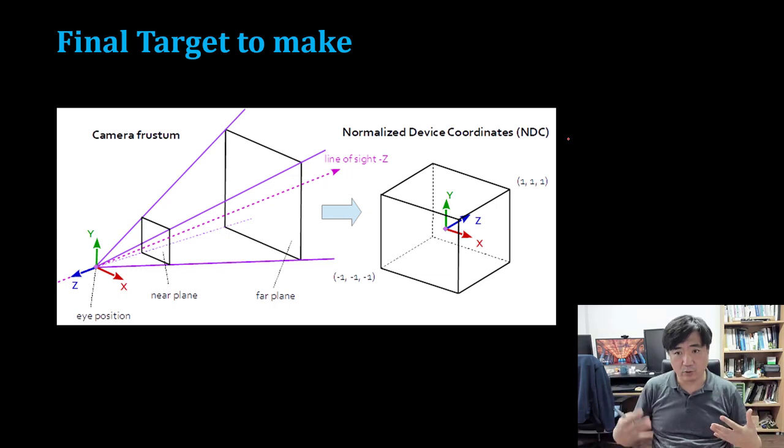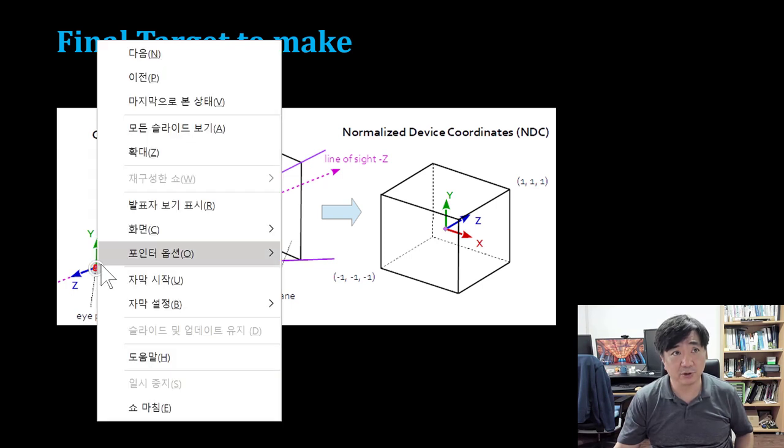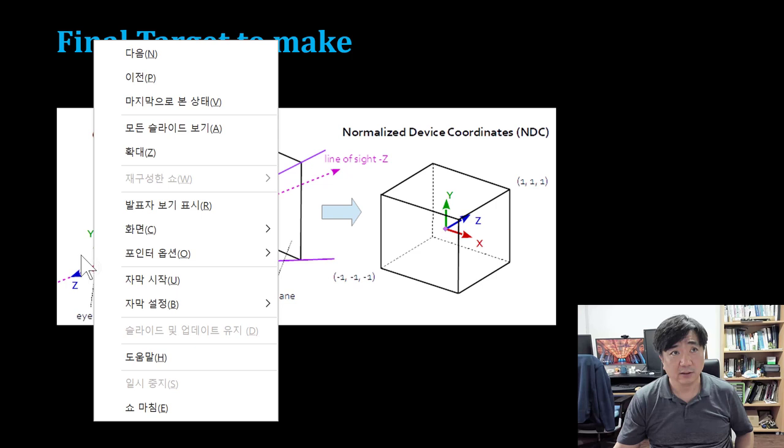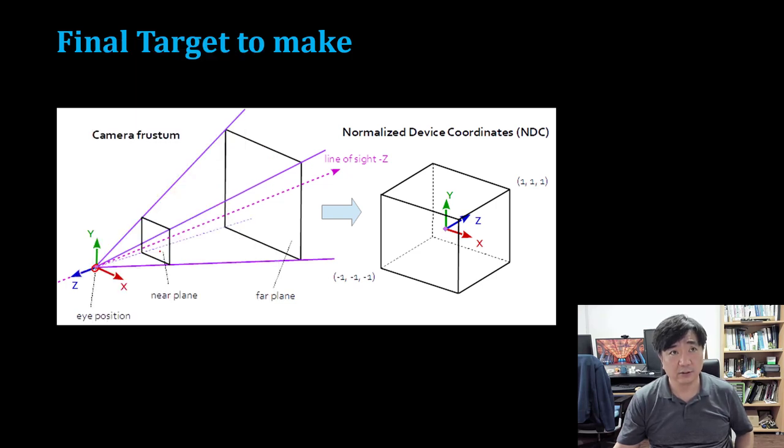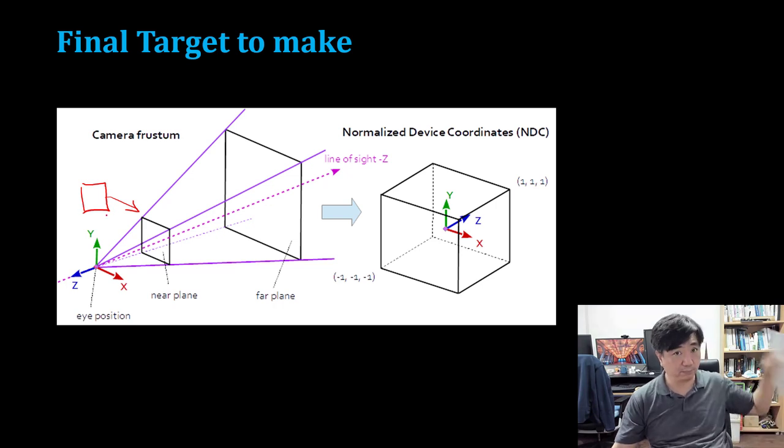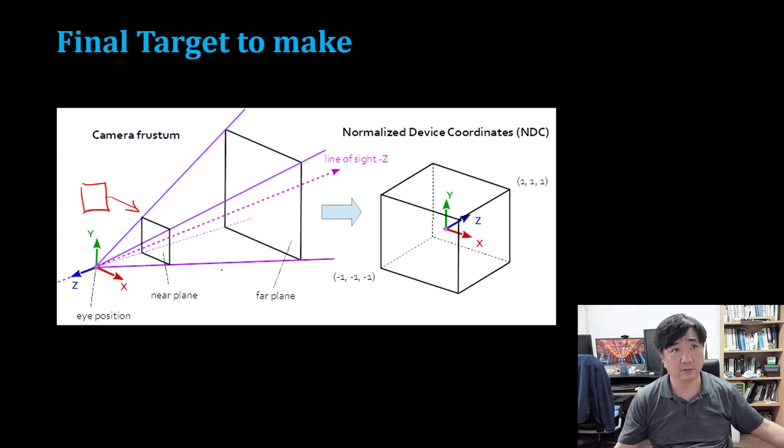And let's define what we are trying to do. So the final target is, we are here. So the camera, the vanishing point, maybe we can say the camera position, the eye position is here. And there is some kind of near plane, which we can think of as a film or a projection plane. And we want to draw some area.